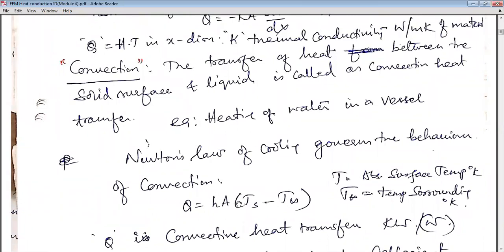Q equals h A (Ts minus T infinity). All of you are aware of this equation from heat transfer class. A lot of problems are solved on this. H is the heat transfer coefficient, or film coefficient, as we call it in convection. A is the area exposed, Ts is the surface temperature, and T infinity is the temperature of the surroundings. So there is always this temperature difference that plays an important role in heat transfer.